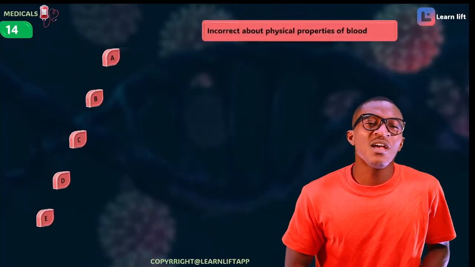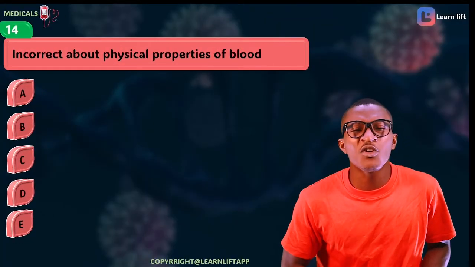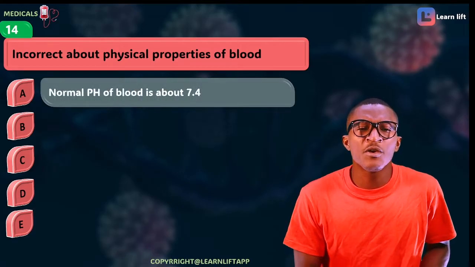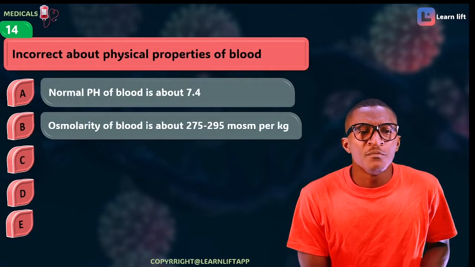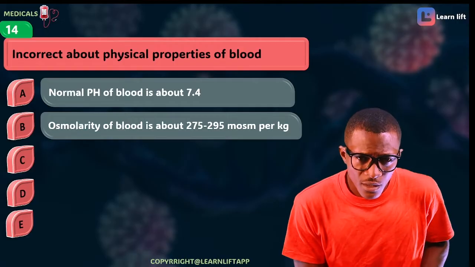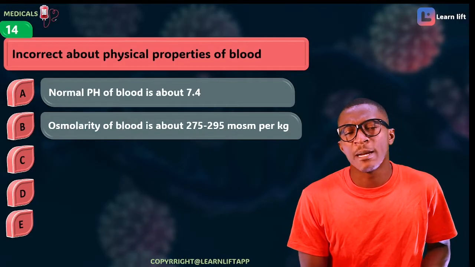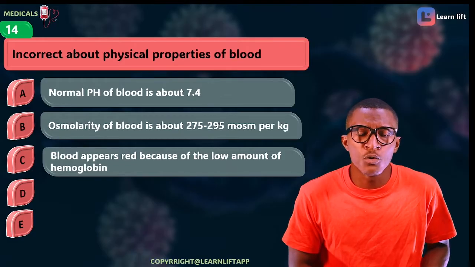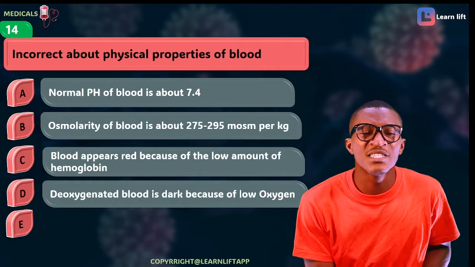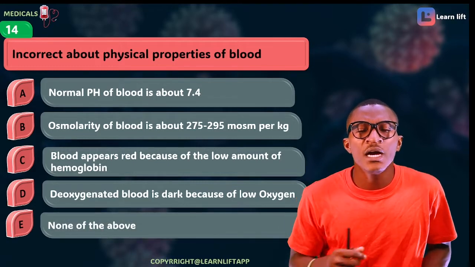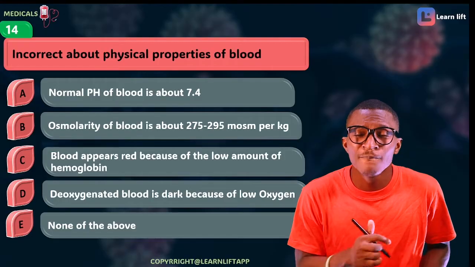Next question. The question says, what is incorrect about the physical properties of blood? A says that normal pH of blood is 7.4. B says osmolarity of blood is 275 to 295 milliosmoles per kilogram. Option C says that blood appears red because of low amount of hemoglobin. Option D says deoxygenated blood is dark because of low oxygen. E says none of the above. Have you chosen your answer?